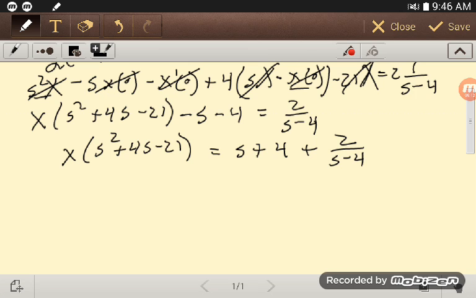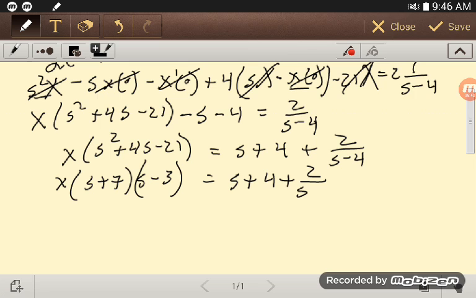Now I could, why don't I take one more step and I can factor this thing. So this is X times s plus 7 times s minus 3. So that's nice of the book to give me something I can factor easily. And equals my right-hand side, s plus 4 plus 2 over s minus 4. And so now I solve for that Laplace transform X.